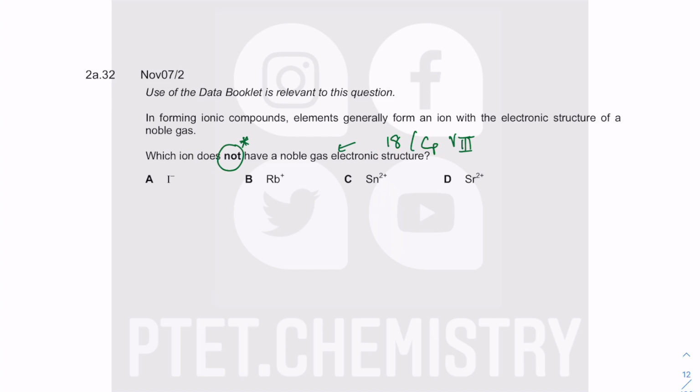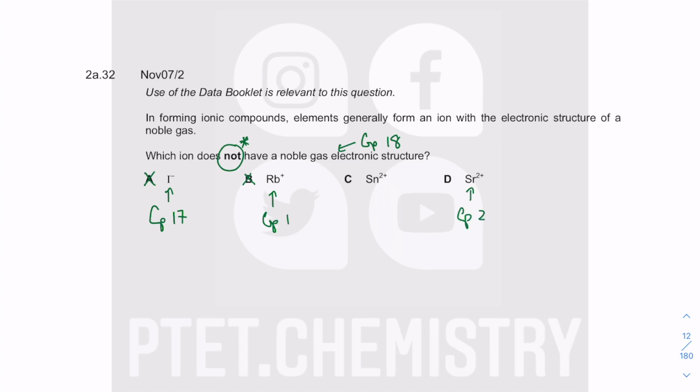Let me just write that a bit better and clearer. I'll cancel out the group Roman numeral with an 8. I'll just resort to using group 18, this kind of numerical expression for the group number, from now onwards. So we know iodine is group 17, with 7 outer shell electrons. Gain 1 electron, it will have noble gas configuration. Rubidium is group 1 and it has 1 outer shell electron. When you lose an outer shell electron with a +1 charge, you will have a noble gas configuration.